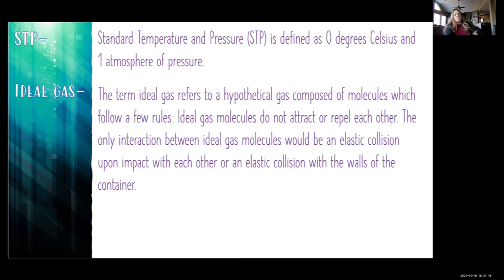STP, we talked about, is your standard temperature and pressure. That's 0 degrees Celsius at 1 atmosphere. And your ideal gas is a term to refer to a hypothetical gas composed of molecules that follow a few rules. The molecules don't attract or repel, and the only interaction between ideal gas molecules would be an elastic collision upon impact with each other or elastic collision with the walls of the container. And remember, the particles aren't really supposed to take up any volume.